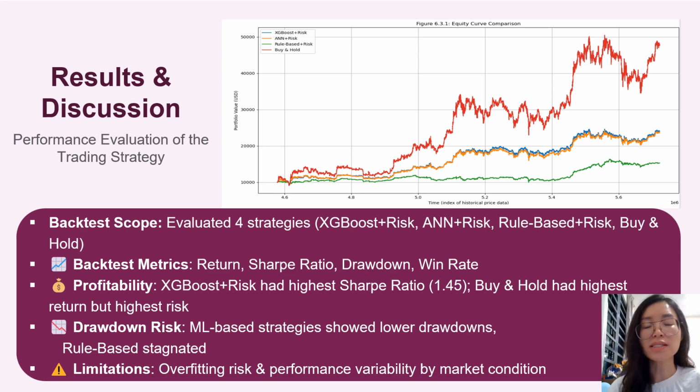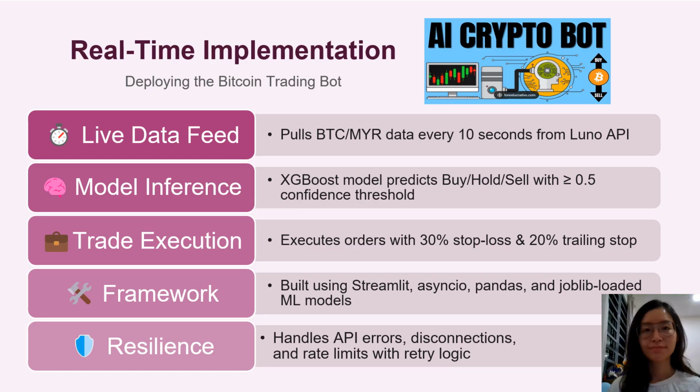risk-adjusted performance. The ANN model performed comparably, although with fewer trades. Meanwhile, the rule-based strategy shows flat returns, struggling to adapt to dynamic market conditions. This result highlights the value of using machine learning models with risk control for more consistent and sustainable performance.